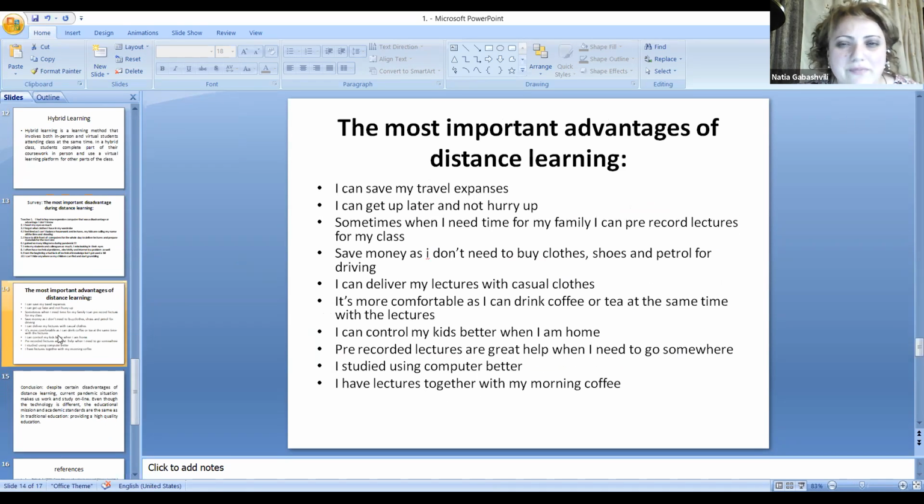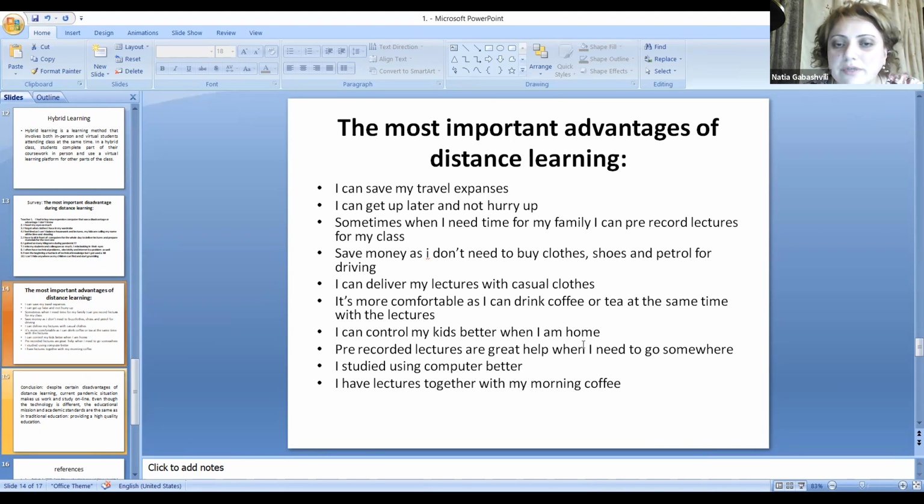As for the advantages of distance learning, the teachers say that they can save travel expenses because they are at home delivering lectures. They can get up later and not hurry. Sometimes they need time for their family, and they can pre-record lectures for their class. They can save money as they don't need to buy clothes, shoes, or petrol for driving. They can deliver lectures in casual clothes.